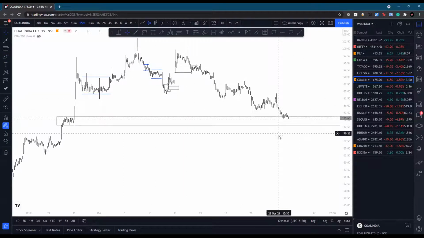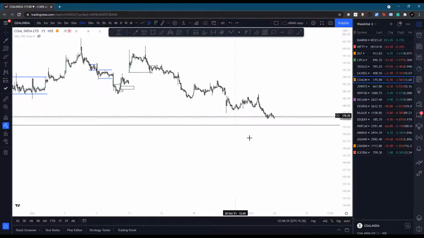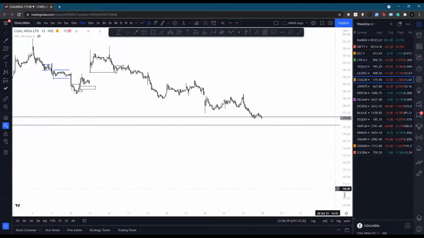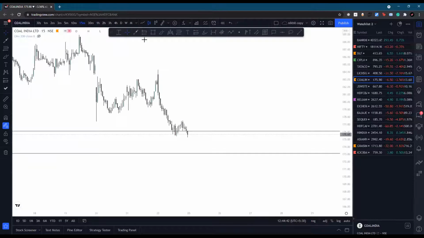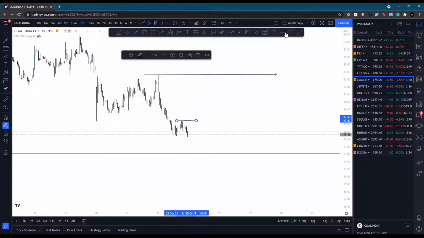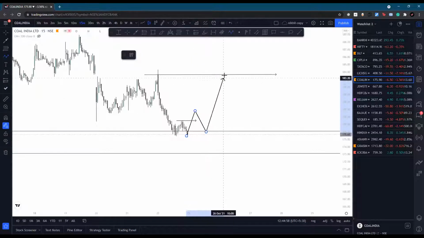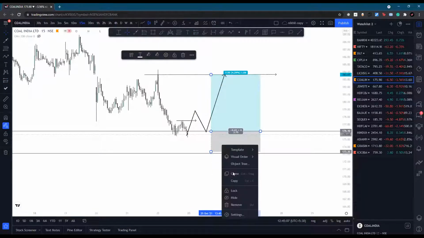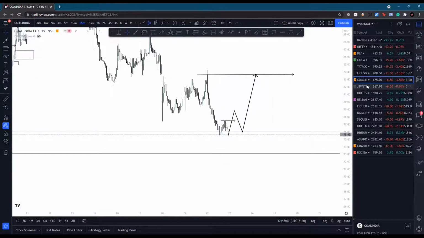Tap to that base. Okay, so if this demand zone sustains, we can look for a good buying opportunity in Coal India, and this imbalance move as our target. We'll look for an entry once it breaks this structure, again taps into our order block level, and then target will be 183, a 4% target. That's a lot.